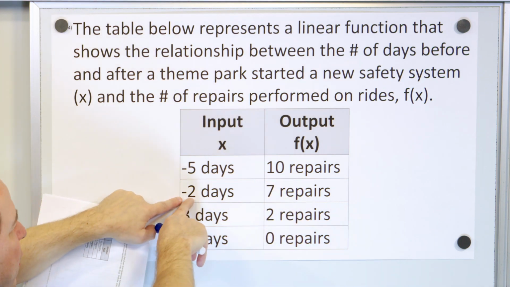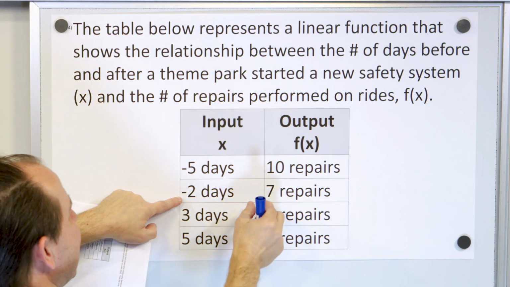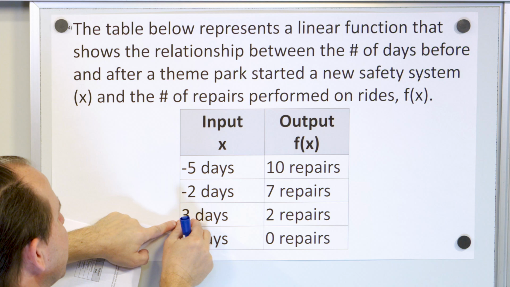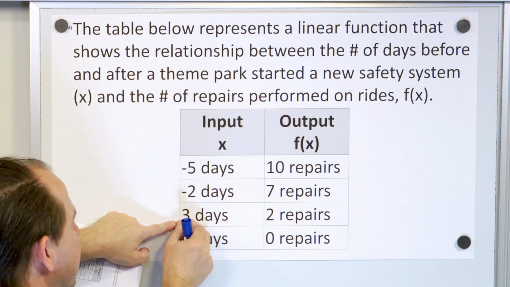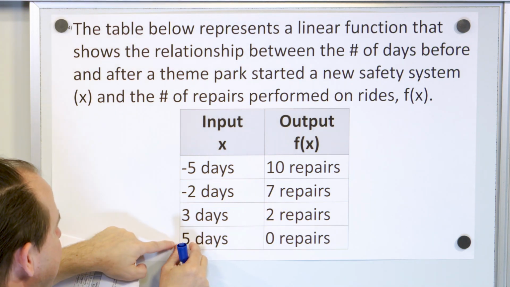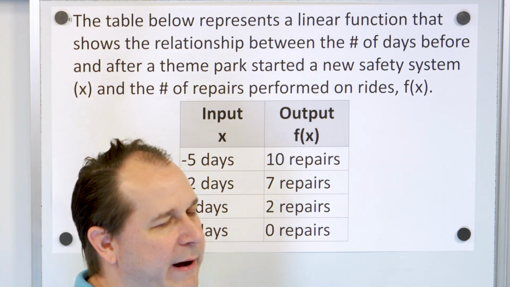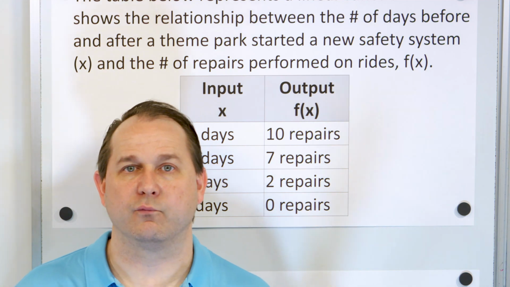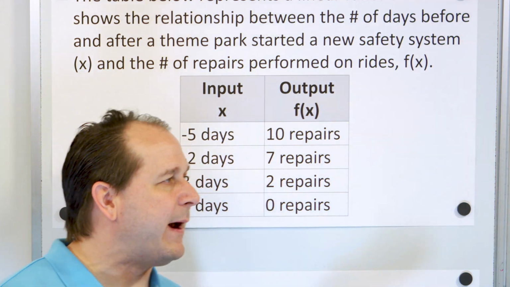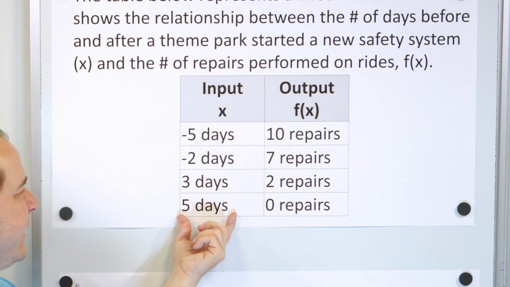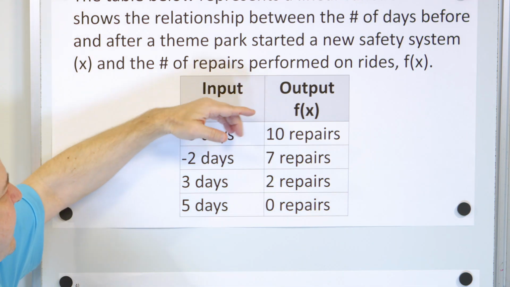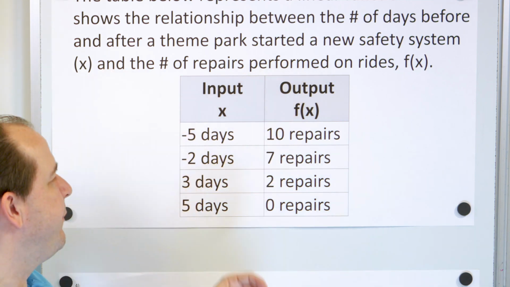Two days before we put in the safety system, we had 7 repairs. But 3 days after the safety system was implemented, we only had 2 repairs, and 5 days after the safety system, we had 0 repairs. What it's basically saying is that once we put the safety system on this ride, we didn't have very many repairs, because you can see 5 days after we implemented the safety system, we didn't have any repairs at all. And then going back before we did the safety system at all, of course, we had more repairs.